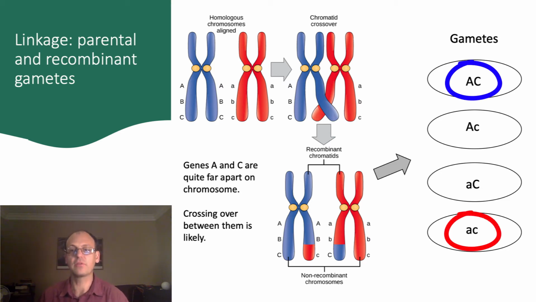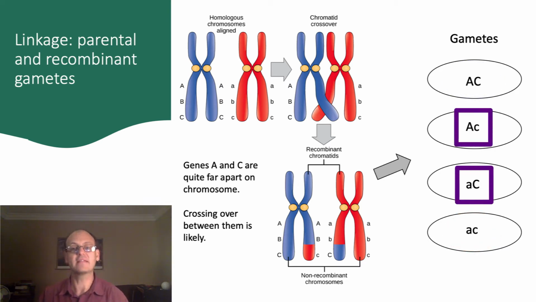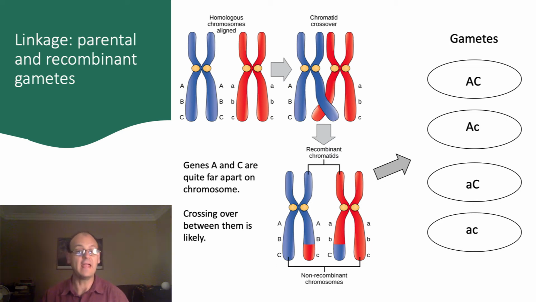If it gets both genes in the same combination as they were in one of the parents, then it has the parental type. And if it gets a new combination due to crossing over between the genes, then it has a recombinant type. You can see that in order to get recombinant types, there needs to be crossing over between those two genes. The A and C genes are pretty far apart, so crossing over between them is actually fairly likely. And so all of these gametes are produced in approximately equal numbers.